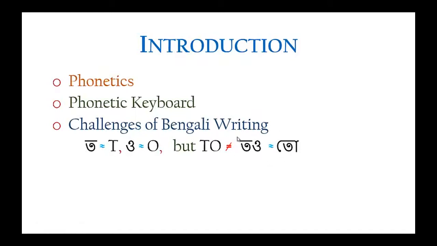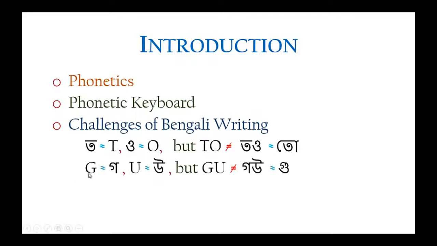For variation, let us consider another example. In English, we have G, and in Bangla we have the replacement as go. In English, we do have U, and in Bangla we have U. But combined together, this G, gu, is not equals to gu. Rather, it should be gu.